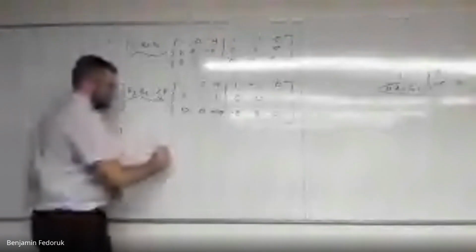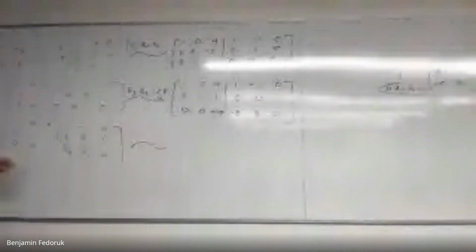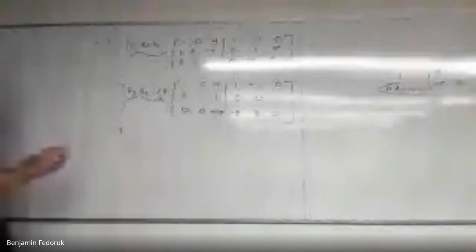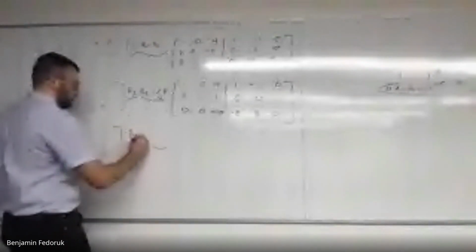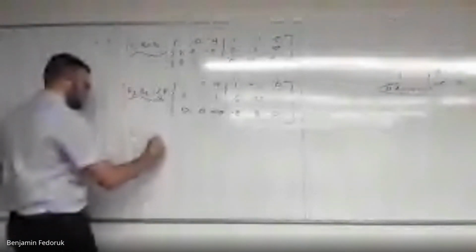So now we're in REF, but let's keep going and get into reduced row echelon form. For the inverse problems, you always want to go to reduced row echelon form, go all the way to reduced, and you'll see why. So to get down to reduced, maybe I'll do row 2 gets row 2 minus row 3.